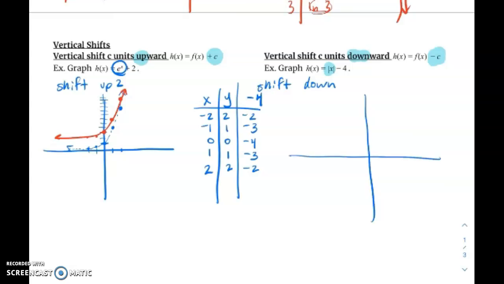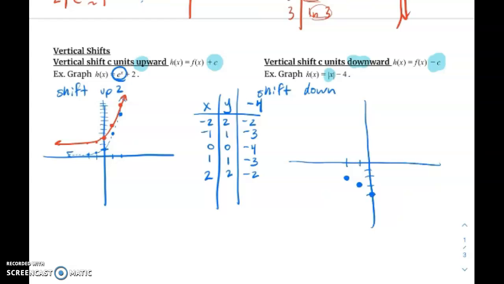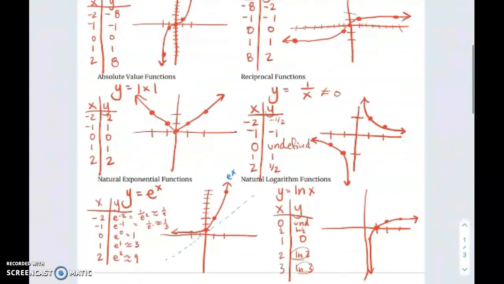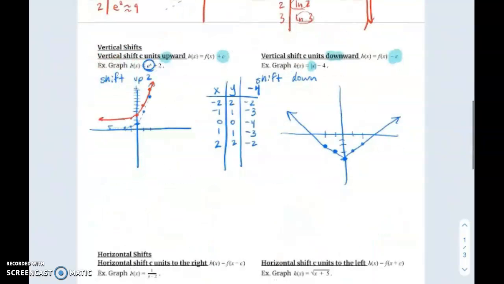And then you can just plot those. So it'd be -2, -2, -1, -3, 0 is -4, 1 is at -3, and 2 is at -2. So that was using a table instead of a dotted parent graph. And you can tell by the parent graph, which is right here in red, that we just moved every point down 4 units if you didn't want to use a table.